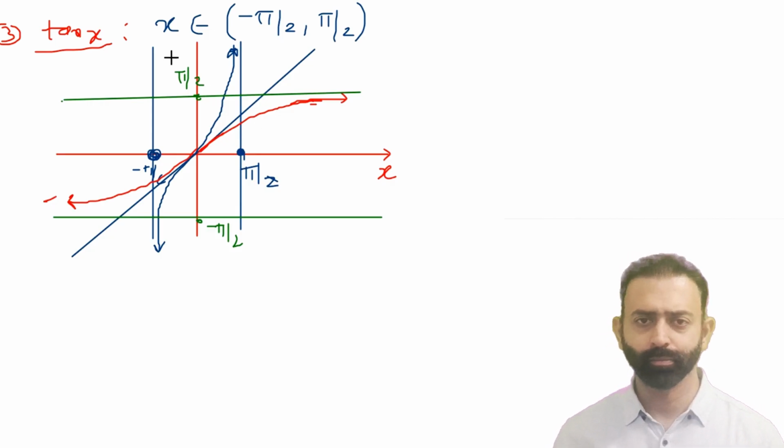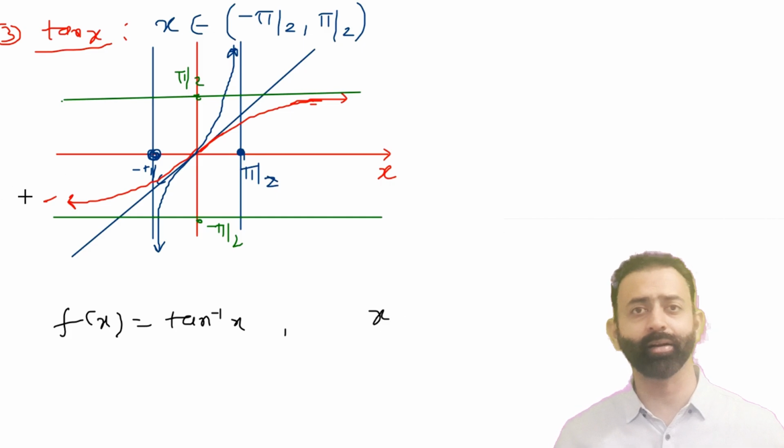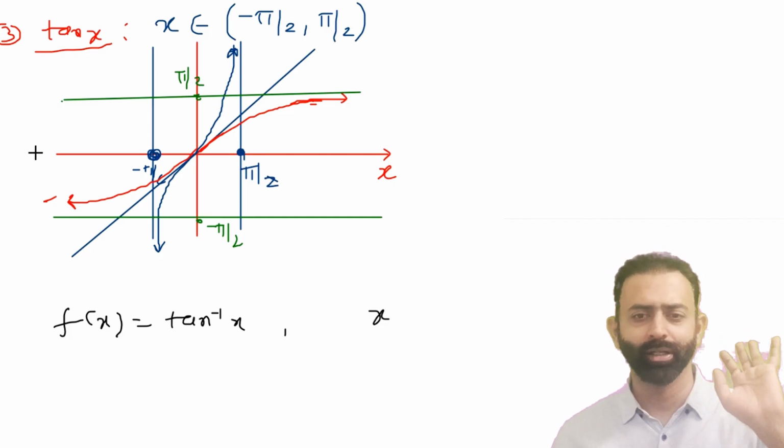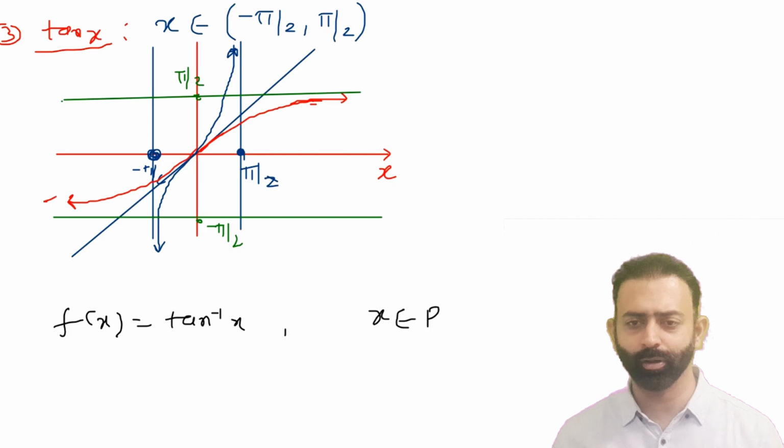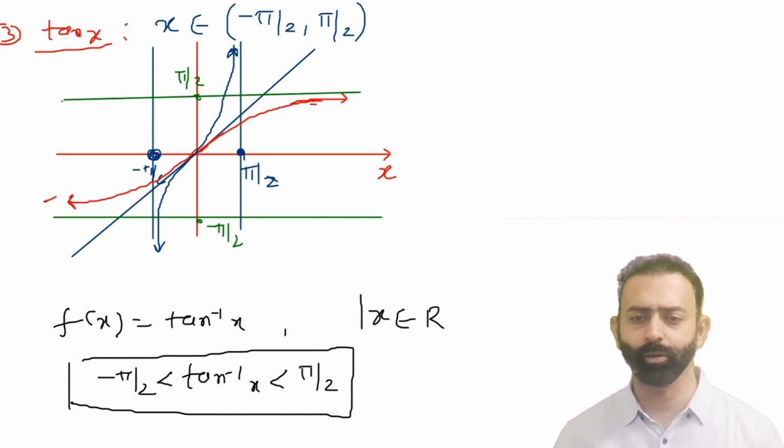So for tan inverse x, we have restricted the domain. So if f(x) is tan inverse x, what will be the domain for tan inverse x? As you can see, all real numbers. Just like the range of tan x is all real numbers, that becomes the domain. So x is all real numbers, and tan inverse x should lie between minus pi by 2 and plus pi by 2, excluding these two values. So this is the range, and this will be the domain.